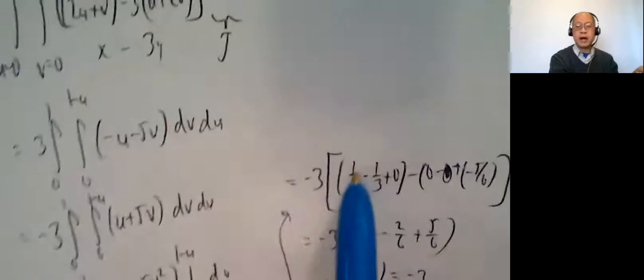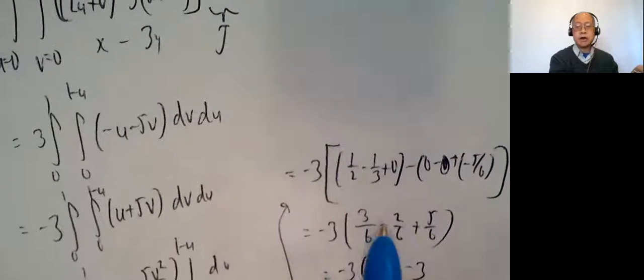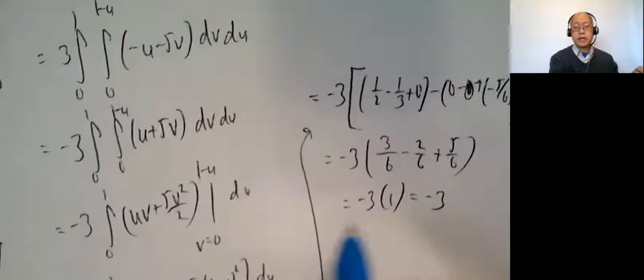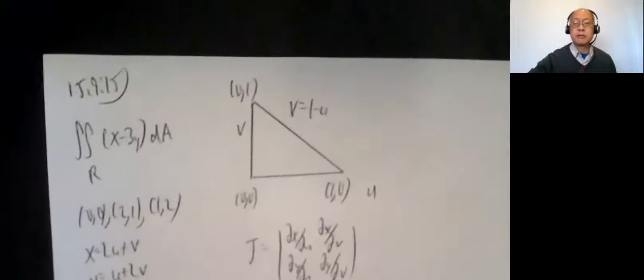So I have 1/2 minus 1/3 minus a minus 5/6, which is 3/6 minus 2/6 plus 5/6. This is all 1. So it's negative 3 times 1, or negative 3. So the solution should be negative 3 for 15.9, problem number 15.